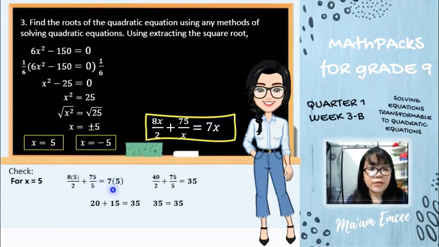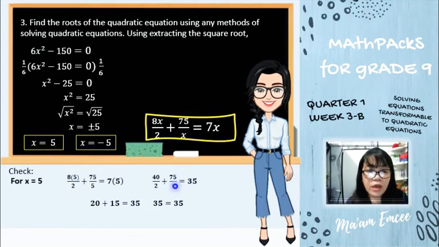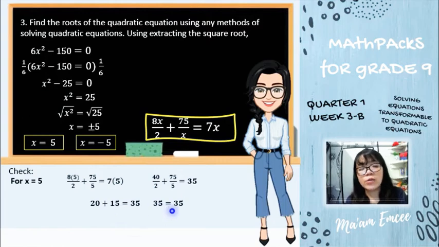And then we simplify. 8 times 5 is equal to 40 over 2. Then we copy all the rest. 75 over 5. And then that is equal to 7 times 5, which is equal to 35. 40 divided by 2 is equal to 20. 75 over 5 is equal to 15. So is 20 plus 15 equal to 35? So 20 plus 15 is indeed equal to 35. So 35 is equal to 35.